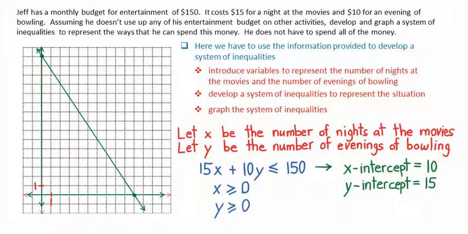We then have to shade in the corresponding region. In this case, the region of interest would be greater than or equal to 0 for both x and y. This corresponds to the triangular region in between these three boundary lines.